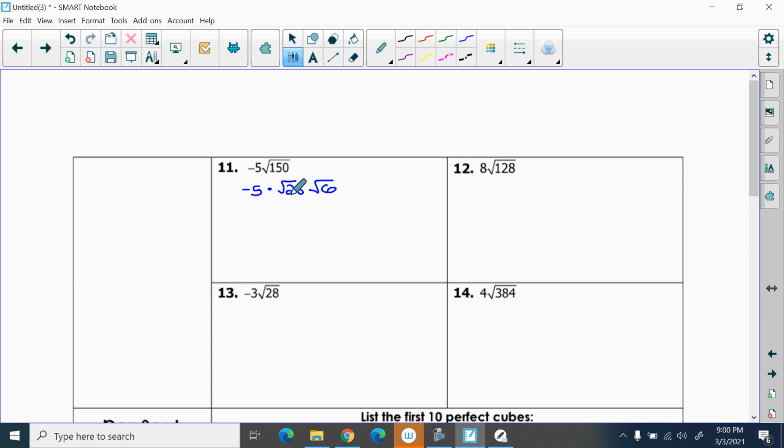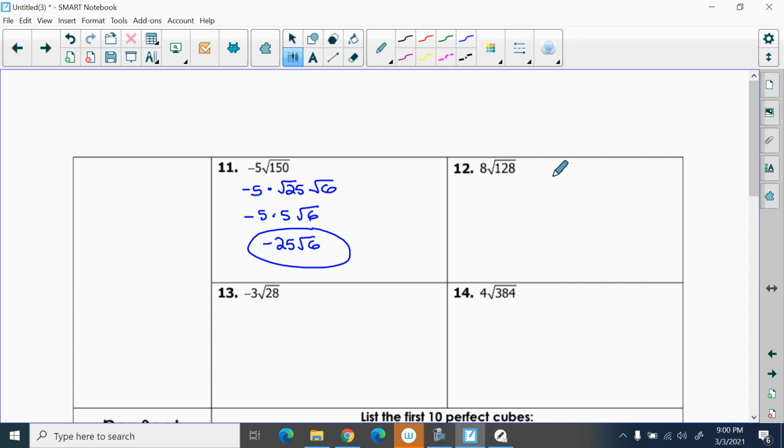And again, you're going to also learn that 6 is, even though it's not prime, we can't factor it out anymore. So we're going to leave it like that. So we have -5 times 5 times the square root of 6. So that's -25 times the square root of 6.